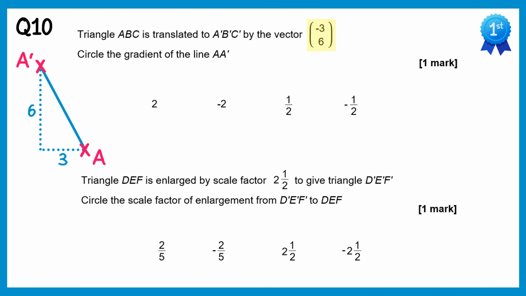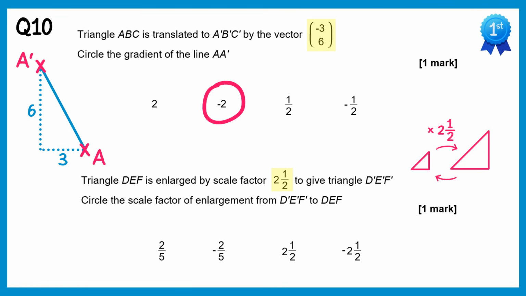So to find the gradient of this, I'll do the change in y, which is 6, divide by the change in x, which is 3. So 6 over 3, which is 2. However, this line slopes downwards, so the gradient of it's going to be negative 2. For the second part of the question, we've got an enlargement by scale factor 2.5. So let's imagine we had the original triangle, and then one that's 2.5 times bigger. So to get from the small one to the bigger one, we would have multiplied the lengths by 2.5. We just need to work out what we multiply to get back.